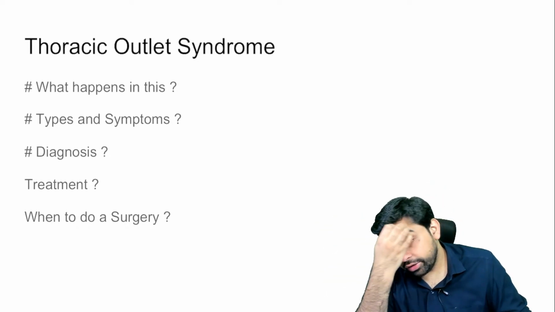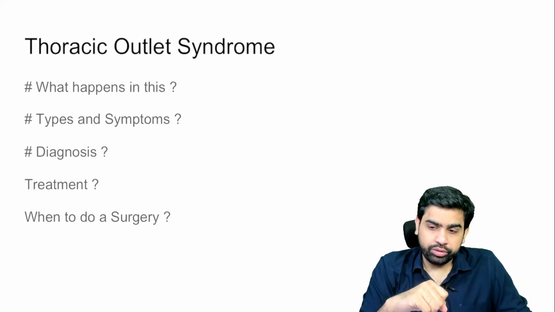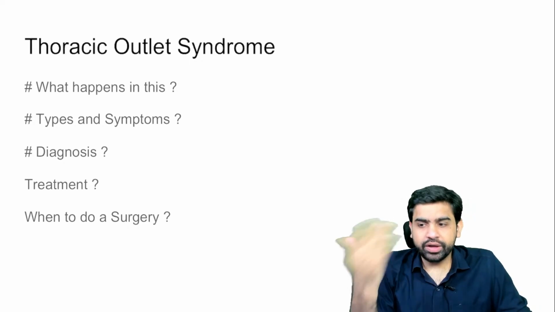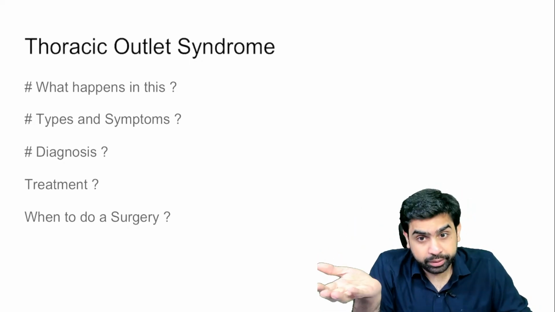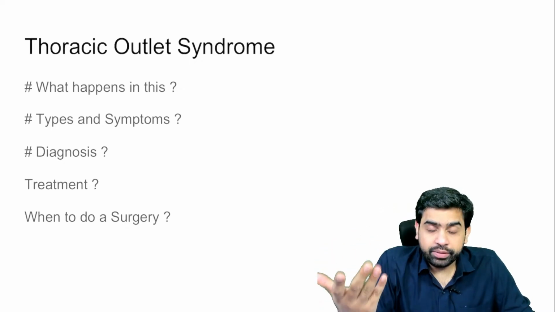Now, due to some reason, if that particular space becomes narrowed, that leads to thoracic outlet syndrome, right? This can happen because of a number of reasons. For example, some kind of anatomical problem, like a cervical rib. There is an extra rib, that is what a cervical rib is.